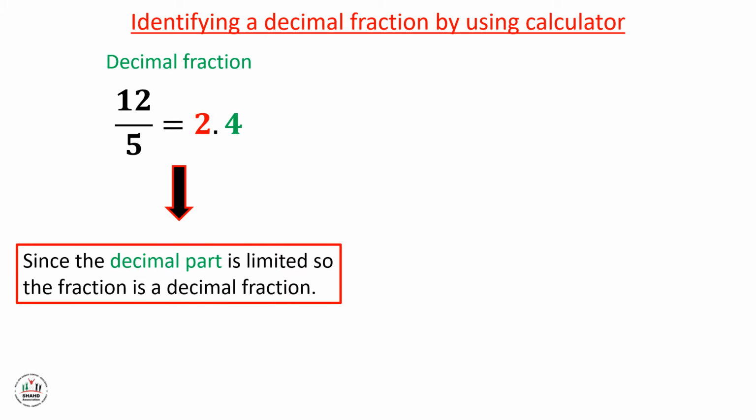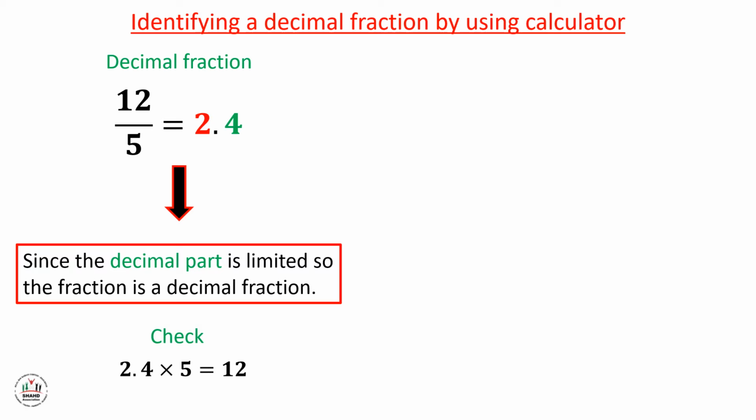So since the decimal part, or the fractional part, is limited, you can read it. Limited means that there is a specified or exact number of digits after the decimal point. So since the decimal part is limited, the fraction is a decimal fraction.